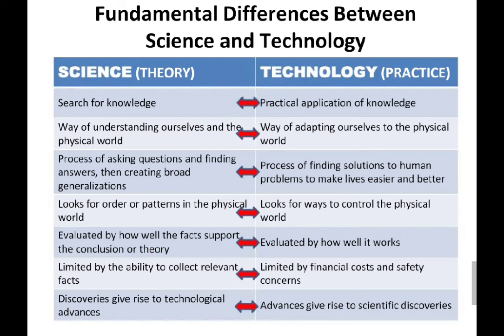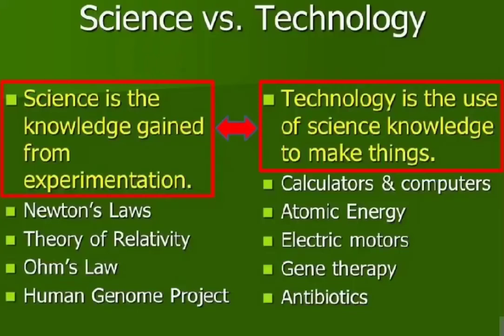Discoveries give rise to technological advances, and the advances give rise to scientific discoveries. So, science versus technology. Science is the knowledge gained from experimentation, while technology is the use of scientific knowledge to make things. Examples of science are Newton's law, the theory of relativity, Ohm's law, and the Human Genome Project. In technology, we have calculators and computers, atomic energy, electric motors, gene therapy, and antibiotics.